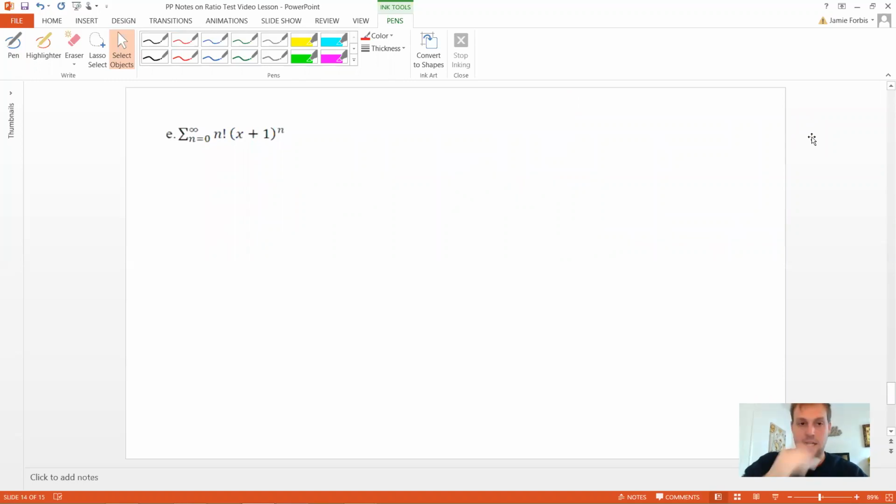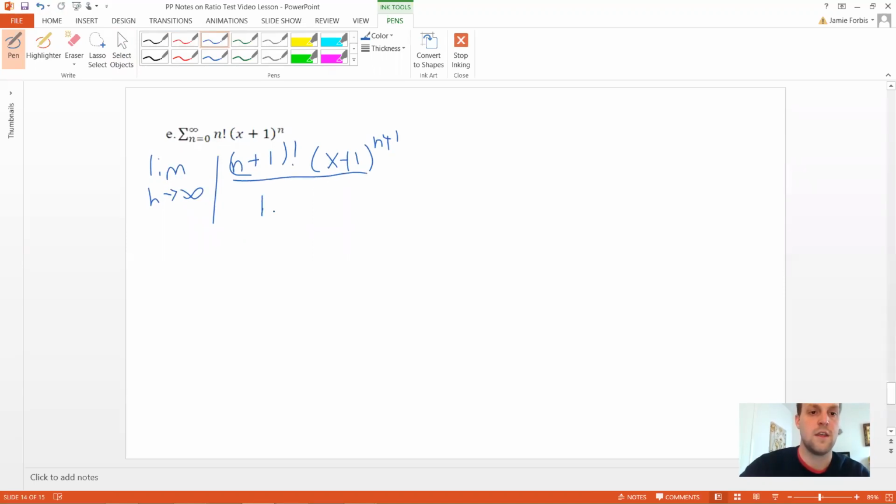All right, here we go. This next one, let's practice the ratio test one more time. We're talking about intervals of convergence. We're going to do the limit as n approaches infinity. We're going to have n plus 1 factorial times x plus 1 to the n plus 1, divided by n factorial times x plus 1 to the n. So we have a sub n plus 1 divided by a sub n. If we simplify that down, the n factorial and the n plus 1 factorial goes to n plus 1 on top. The x plus 1 to the n and the x plus 1 to the n plus 1 goes to x plus 1 on top.